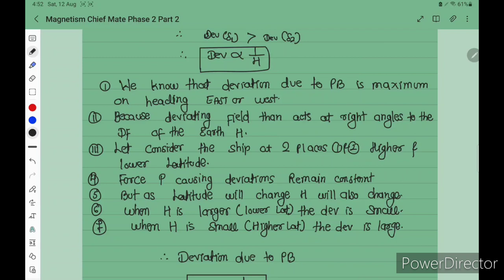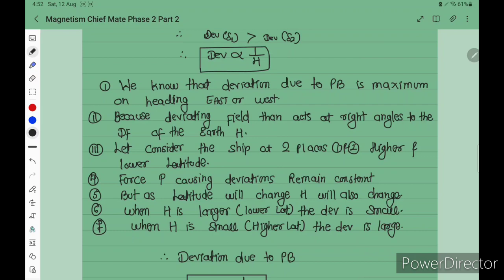Let's consider the ship at two places, one at higher latitude and one at lower latitude. The force P causing deviation remains constant. Okay, force P is constant. But as latitude changes, H will also change. H is very large at the lower latitude and maximum at the equator.